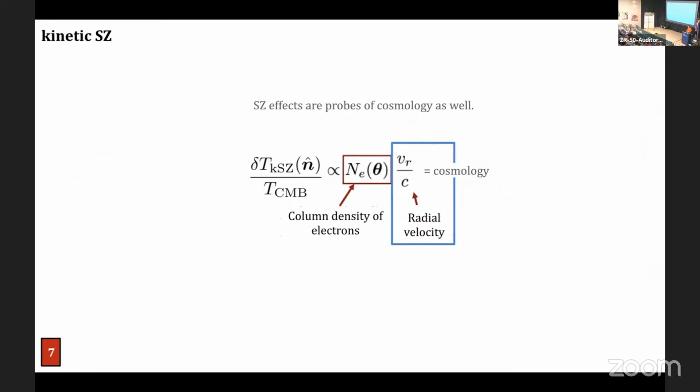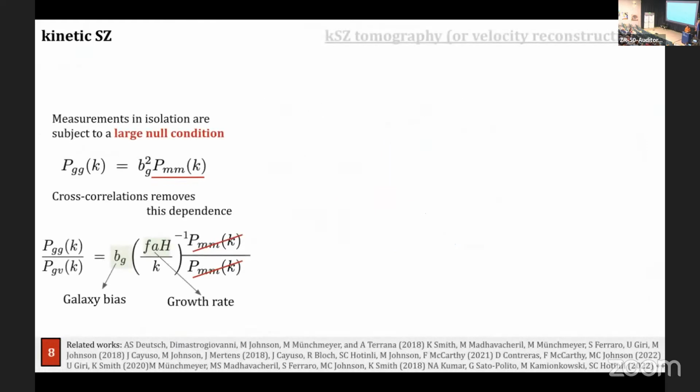And what we do is essentially we devise quadratic estimators that use the fact that the CMB-galaxy cross-correlations become statistically anisotropic in the presence of these large-scale velocity fluctuations, and in turn reconstruct these velocity fluctuations. So this is called kSZ tomography or velocity reconstruction, which is suggestive to be a very, very powerful probe of cosmology as well. And there are a few reasons for it.